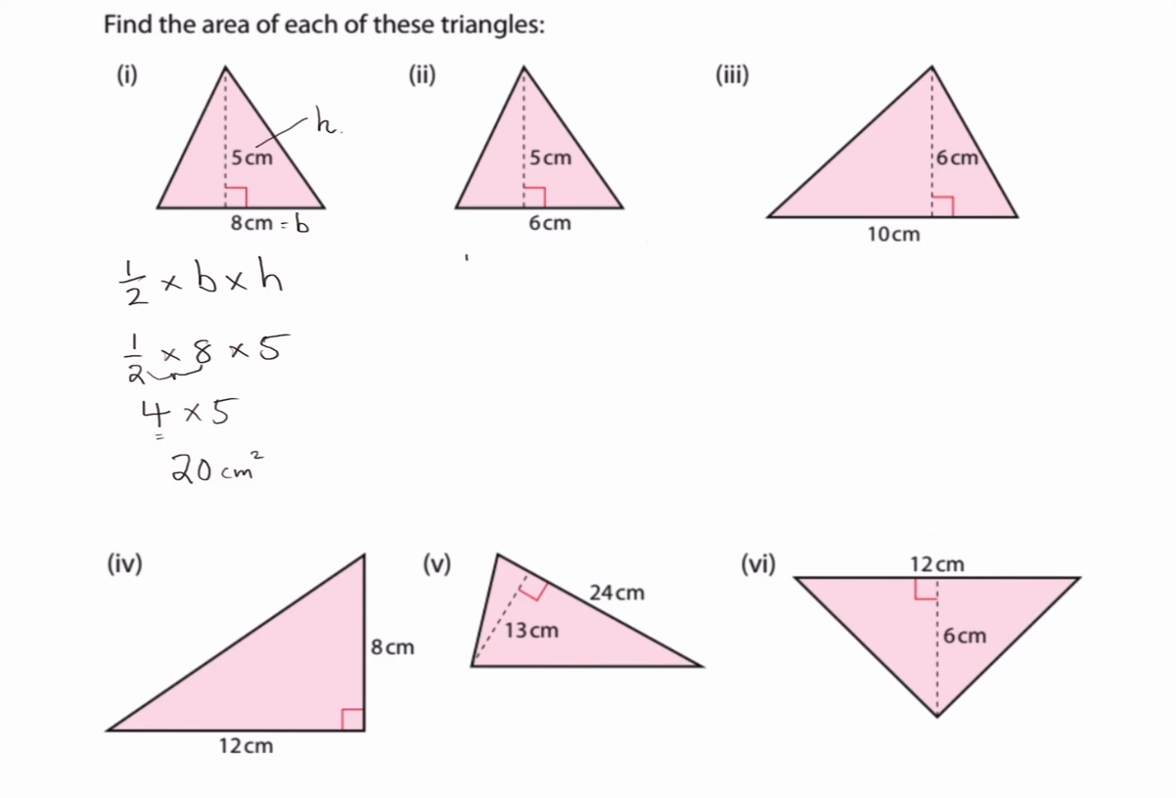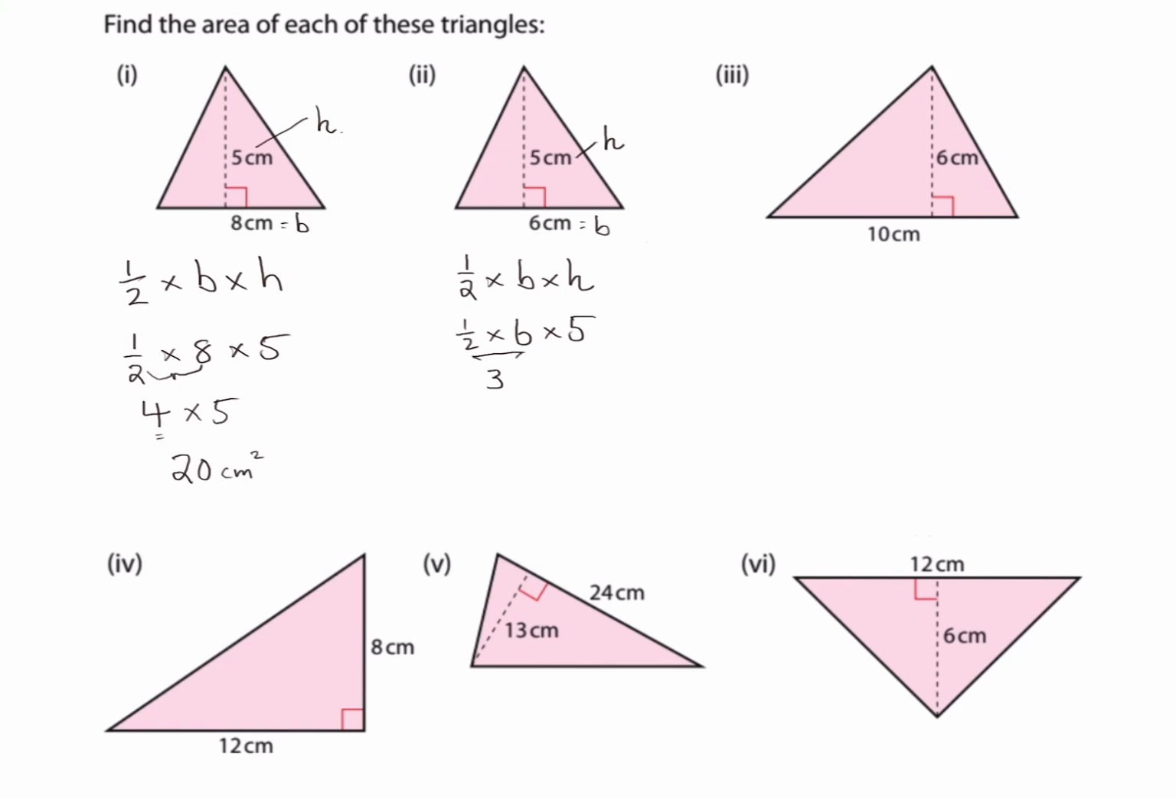So here we have a half multiplied by the base multiplied by the height. So what is the base? The base is 6. What is the height? The height is 5 again. So now we multiply a half by 6, and that's also multiplied by 5. So a half multiplied by 6 is the same as saying 6 divided by 2, which is 3. All right? So that gave us 3.